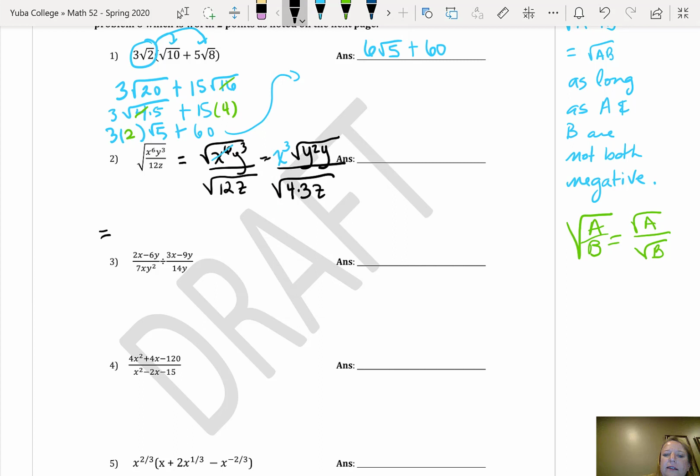here we have square root of y squared. So far we have x cubed. Square root of y squared is y. And then we have the square root of y. There's a single y left underneath the radical. The square root of 4 is 2. And then I have the square root of 3z.